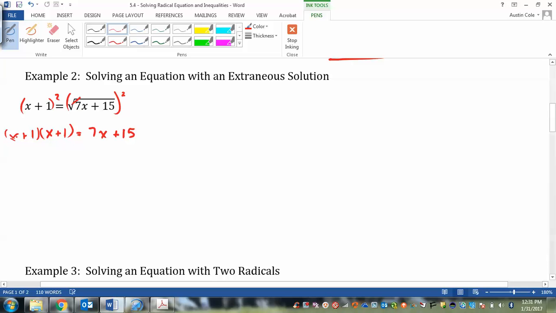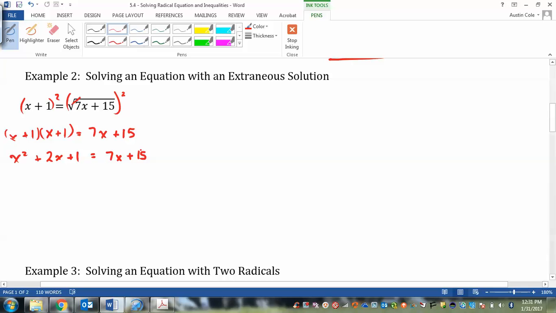So when I FOIL, I'm going to get x times x, which is x squared. x times 1 is 1x. 1 times x is another 1x, so 2x, plus 1, and that's going to equal 7x plus 15.